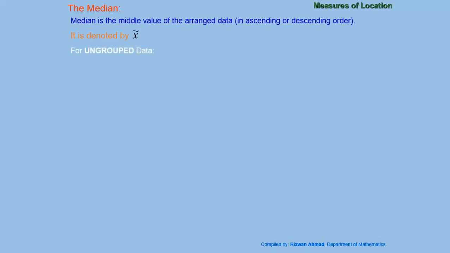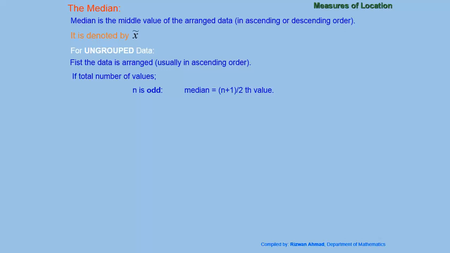For ungrouped data, it's very simple. First we arrange the data in ascending order. Then we see what the total number of values is, which is always n. If n is an odd number, then n plus 1 divided by 2 gives the position of the middle value of the data, so the value at that position will be the median. And if n is an even number, then it's the average of the two values in the middle. One will be at n over 2 and the other at n plus 2 over 2. Then we take the average of these two values.